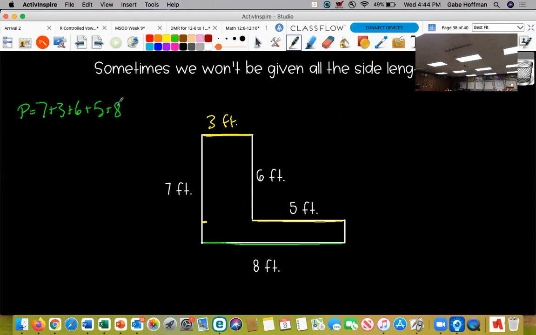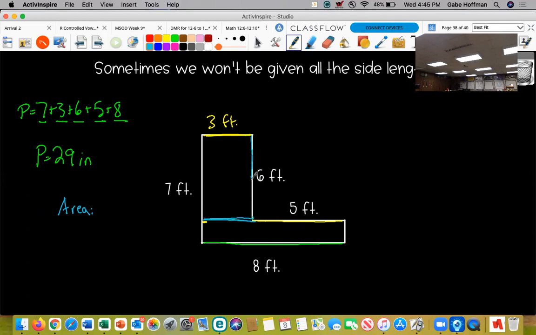I'm going to do this in my head. 7 plus 3 is 10. 10 plus 6 is 16. 16 plus 5 is 21. 21 plus 8. So the perimeter equals 29 inches. Area, I'm going to do down here in blue. The area, I'm going to cut my rectangle right here.